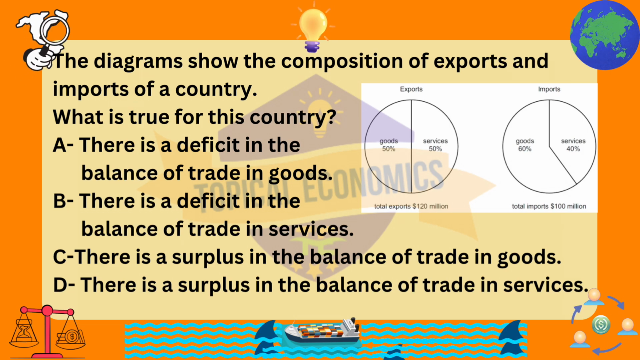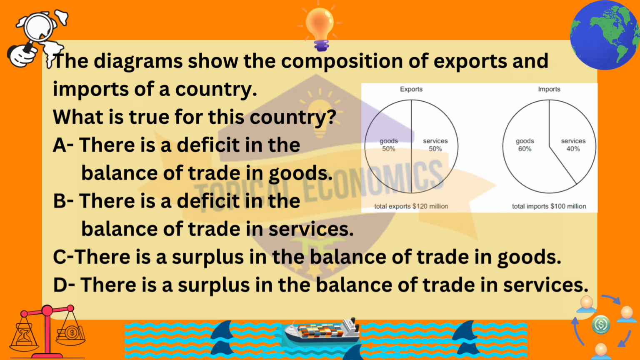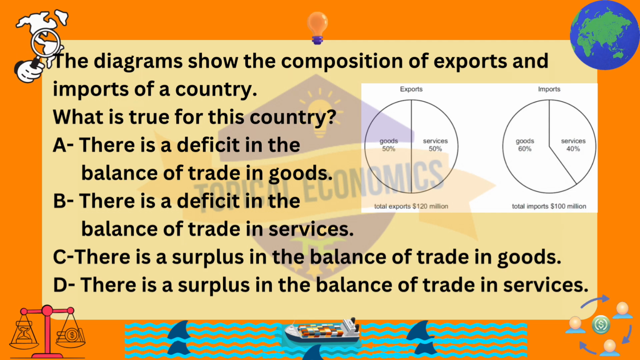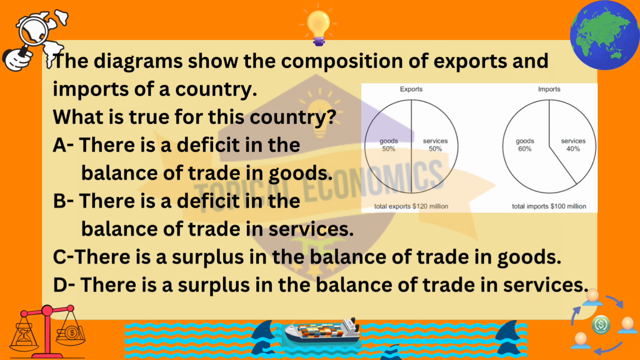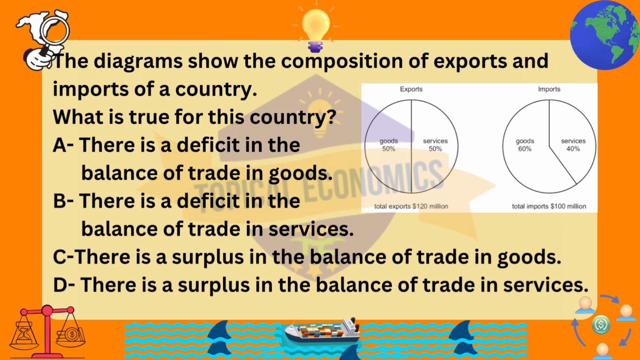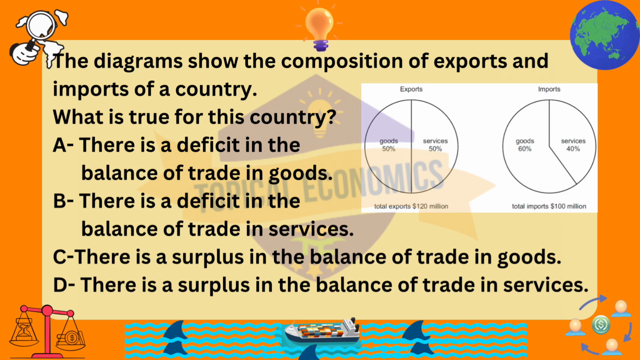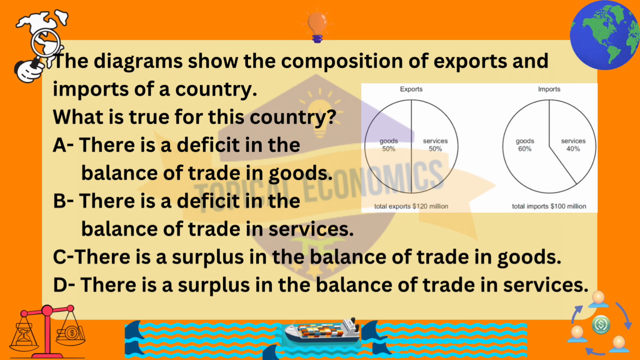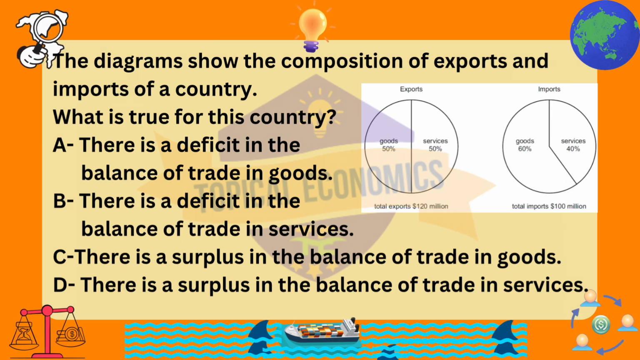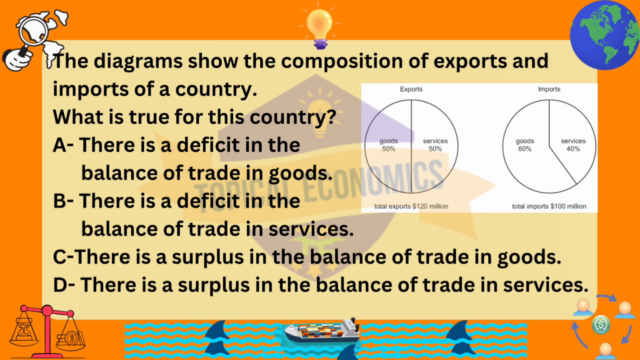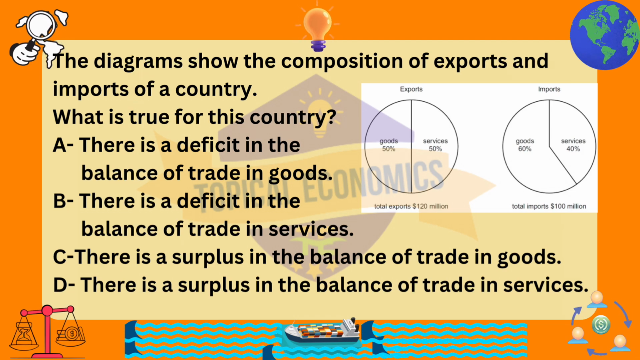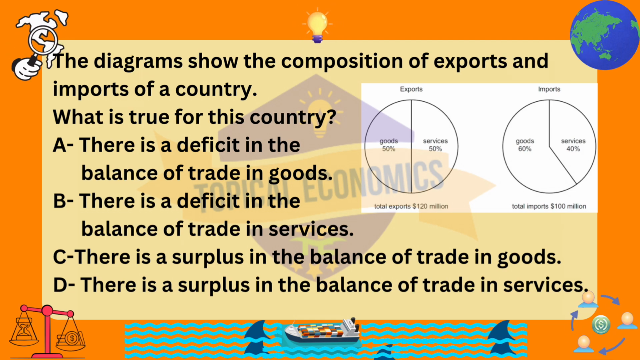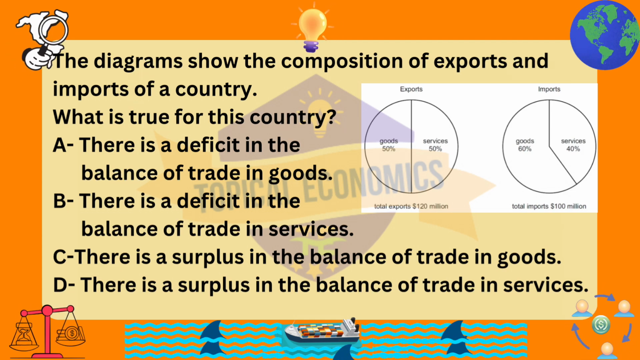Given the data, the country has total exports of $120 million and total imports of $100 million. The breakdown of exports and imports by goods and services is as follows: 50% of exports are goods, and 50% are services, while 60% of imports are goods, and 40% are services. To calculate the balance of trade in goods and services, we first calculate the values for each category.